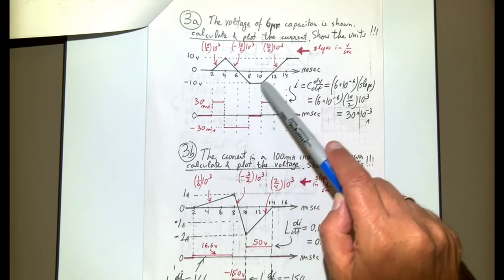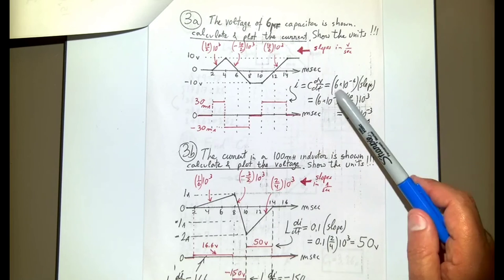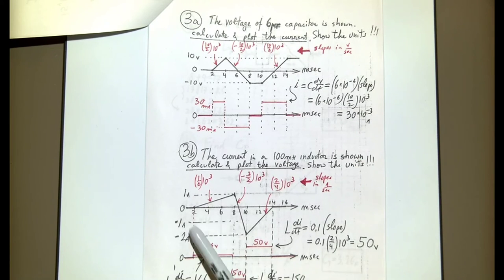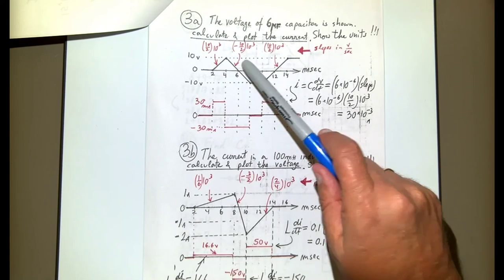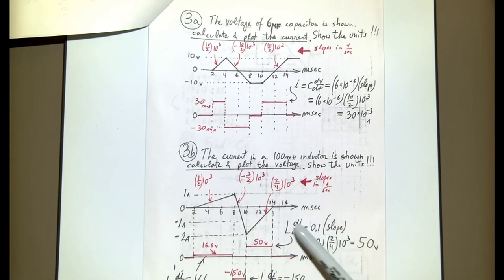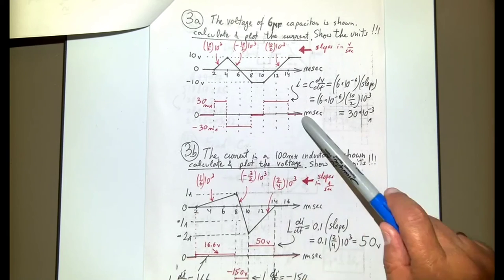They found the slope and just took, in this case, C dV/dt. In this case, L dI/dt. You take the slope, and I wrote the slopes right here. Here you multiply the slope by C. Here you multiply the slope by L, and you get the values for the voltage, in this case, for the current.